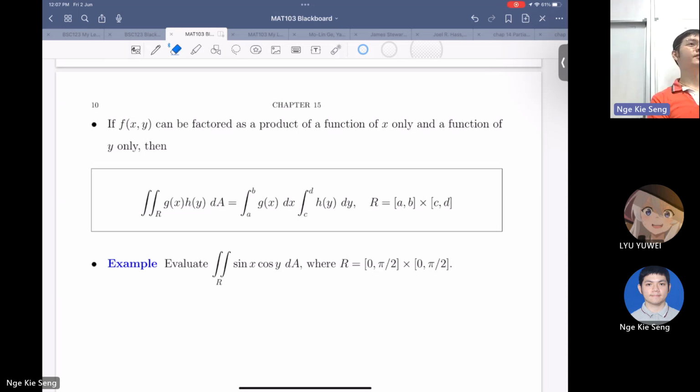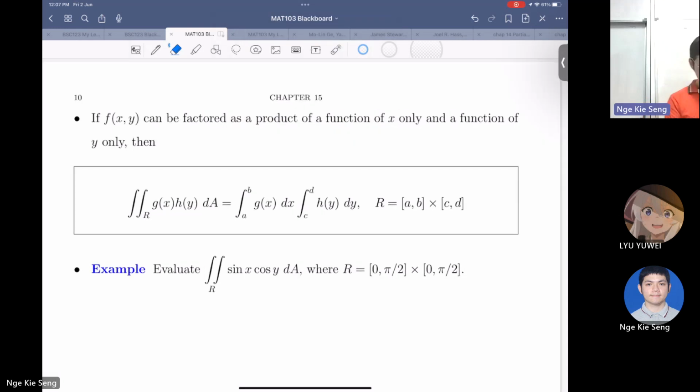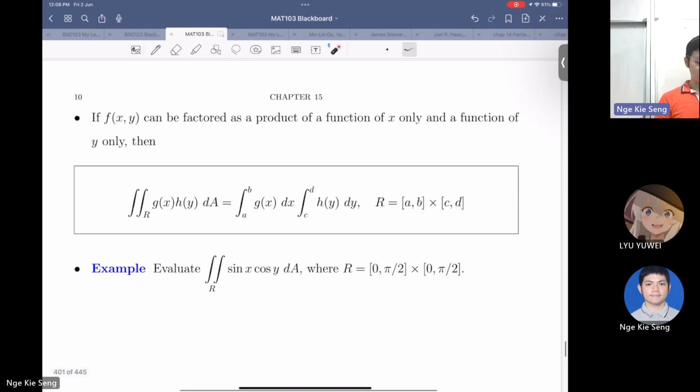How about we see one example? We want to integrate sine x cos y dA over a rectangle. How do we do this? The theorem says if you can split your function into a function in X and a function in Y, as a product of two functions, you can also split the integral into a product of two integrals.